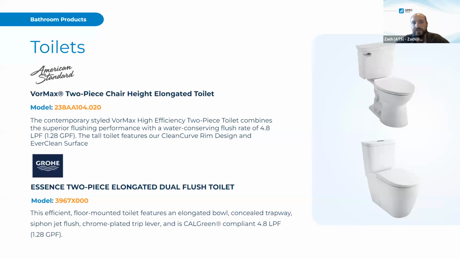Now, again, we're going to be talking good, better, best through a lot of these. So your Vormax might be your entry. And then if they want to see an upgraded aesthetic option, then you can go with the concealed trap two-piece Essence from Grohe.